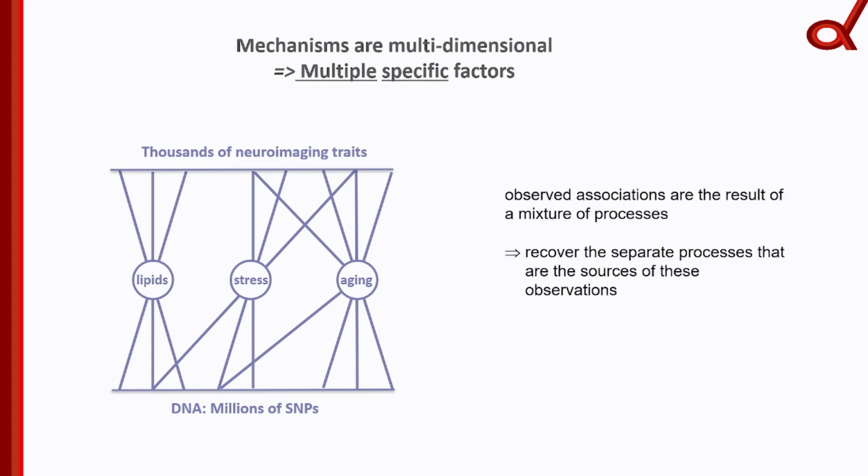So we have observed associations that are the result of a mixture of underlying hidden processes. Now we want to recover these underlying hidden processes that are the sources of these observations. This might begin to sound somewhat familiar to people in neuroimaging, because what we're really looking for here is a source separation problem that is often also the problem with EEG or fMRI. And for this, in neuroimaging, we tend to use independent component analysis, or ICA, for instance.